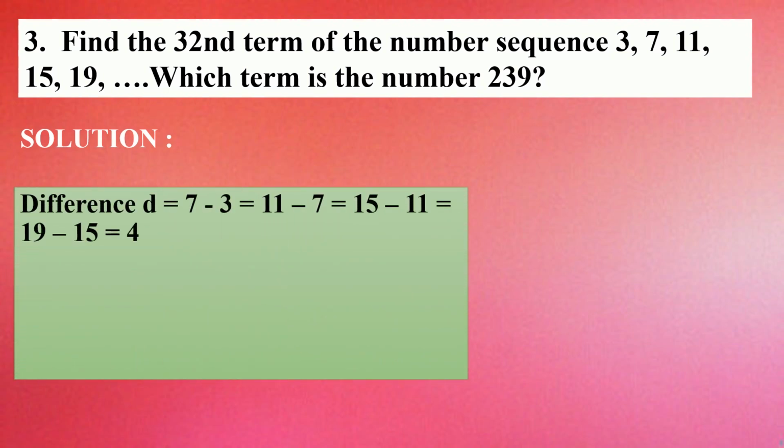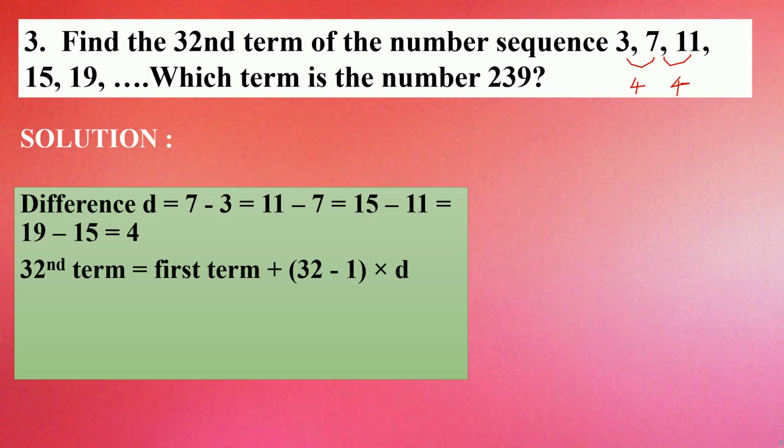The difference is 7 minus 3, that is 4. 11 minus 7 is also equal to 4. 15 minus 11 is 4. So the difference is 4.